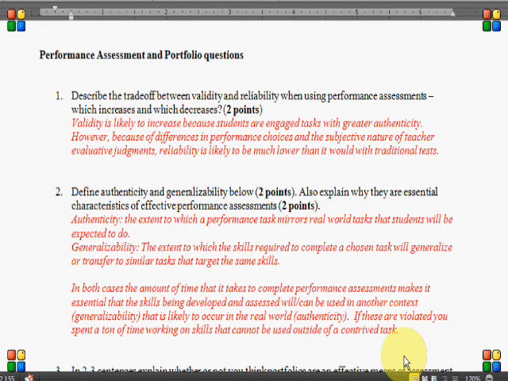For this section, it'll mostly be on performance assessments and portfolio questions. There may be some lower level stuff in there, but there will probably be some higher level stuff in there too. Like, for instance, the trade-off between validity and reliability when using performance assessments.